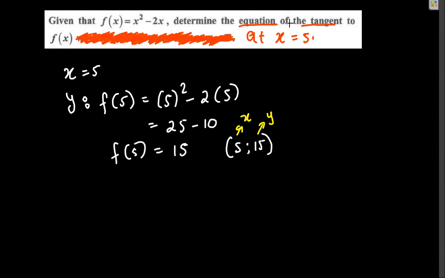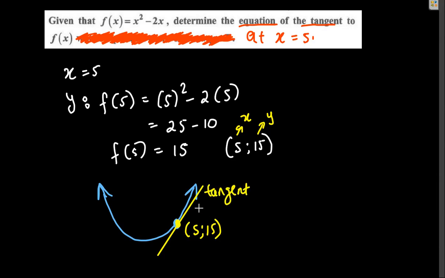We do know that there is a tangent there. They said equation of a tangent. Now let's remember, what is a tangent? When we have a graph, a tangent is just a line that touches the graph at only one point. That is what we call a tangent. This tangent here is touching the graph at which point? This point here, whereby x is 5 and y is 15. This is our tangent there.